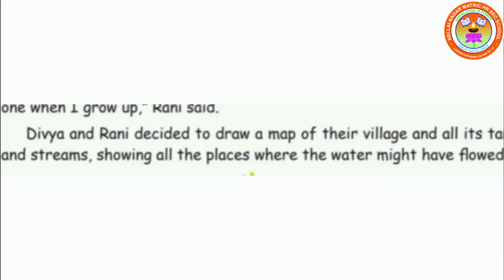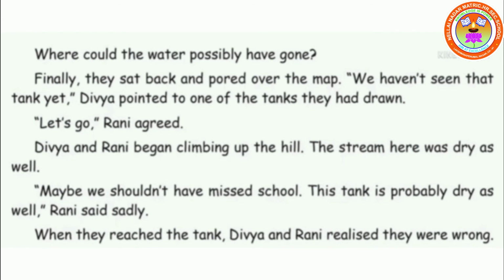Divya and Rani decided to draw a map of their village and all its tanks and streams, showing all the places where the water might have flowed. Where could the water possibly have gone? Finally, they sat back and pored over the map. "We haven't seen that tank yet." Divya pointed to one of the tanks they had drawn. "Let's go," Rani agreed. Divya and Rani began climbing up the hill.